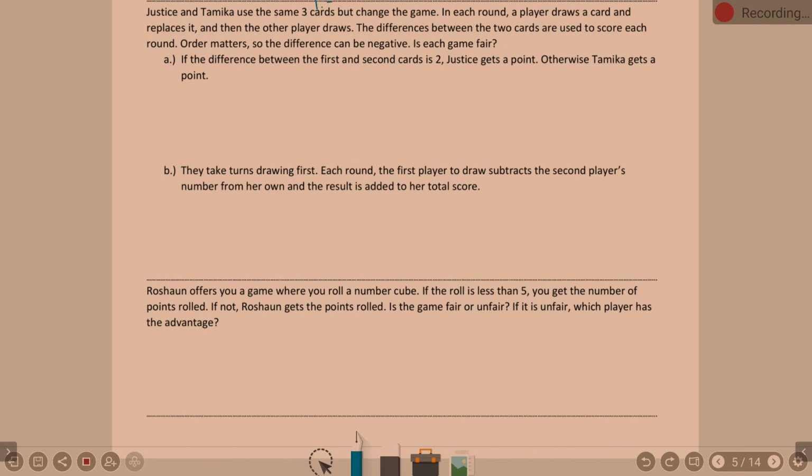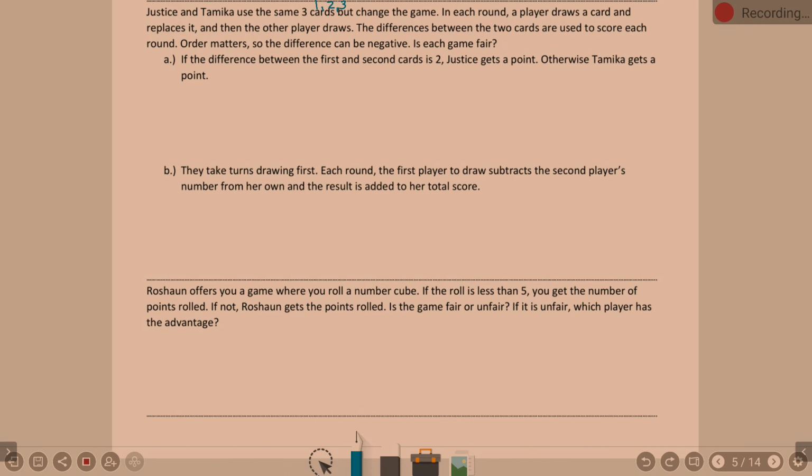1, 2, 3, right? A player draws a card, replaces it, then the other player draws the card. The difference between the 2 cards is used to score each round. Order matters, so the difference can be negative. Okay, so A. If the difference between the first and second cards is 2, Justice gets a point. Otherwise, Tamika gets a point. Well, what do we have to figure out here? How often can you get a 2, right?